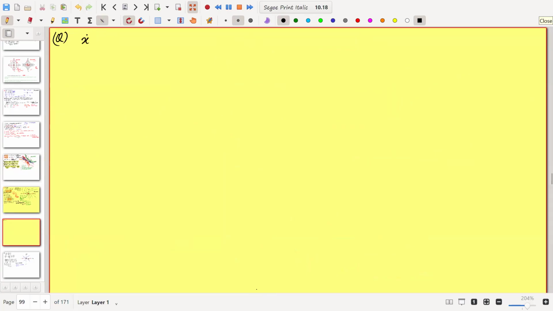This one can be interesting. A simple case, x dot equals y and y dot equals minus x. This is another 2D flow. And my question is, draw the phase portrait. How does this phase portrait look?